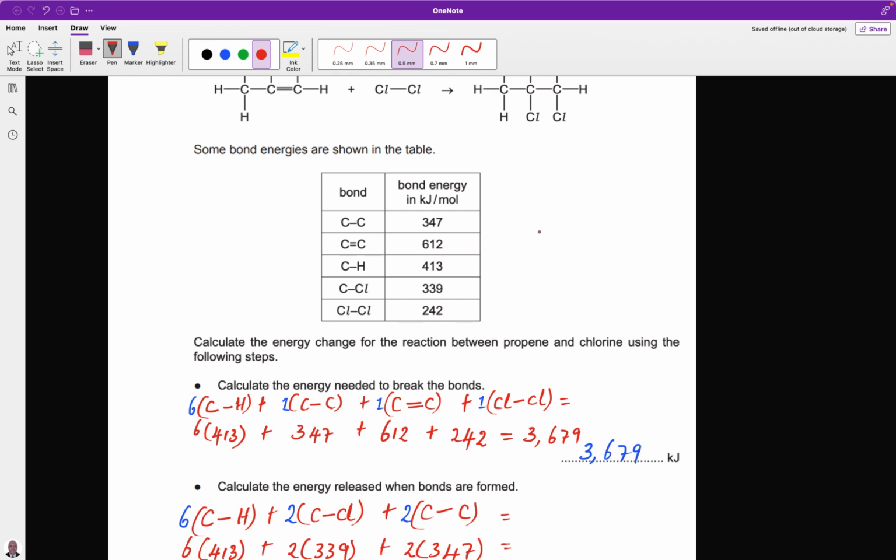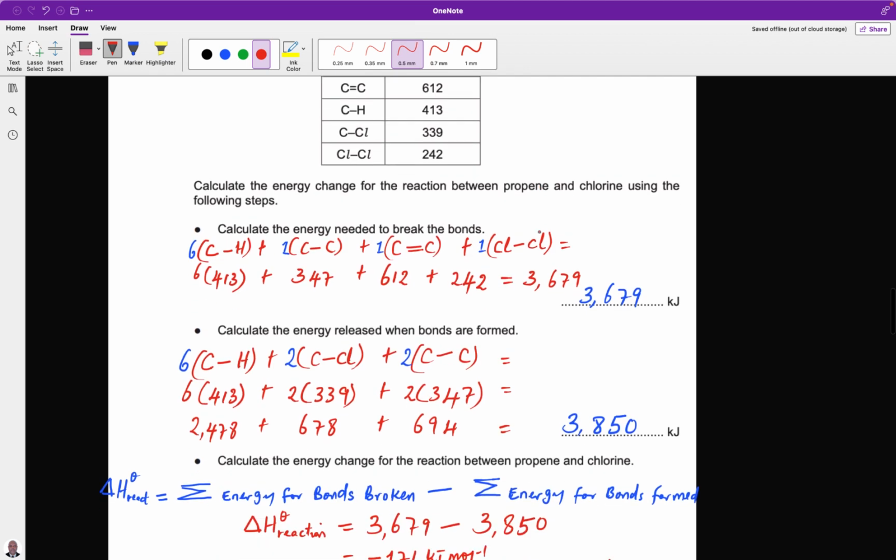Now, in this case, some bond energies are shown in the table. We have the carbon-carbon bond, which is 347. The carbon-carbon double bond, which is 612. The carbon-hydrogen bond, which is 413. The carbon-chlorine bond, which is 339. And the chlorine-chlorine bond, which is 247. The question reads, calculate the energy change for the reaction between propene and chlorine using the following steps.